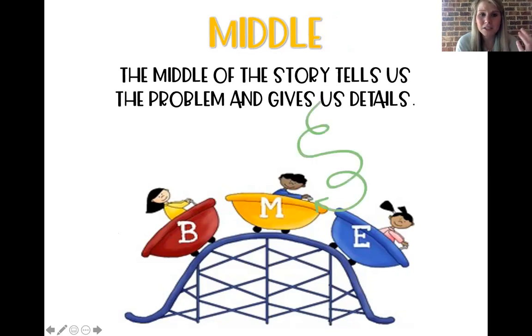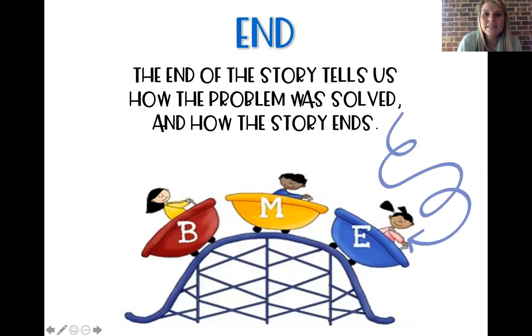In the middle also, the author will tell you the problem, what went wrong, and the details could include steps to solving the problem. So I know I lost my dog. Here's what I'm going to do to try to solve my problem. And at the end, we'll wrap it up. So the middle is really where we get the problem and the details of that problem. And then the end wraps it up, like putting the bow on the Christmas present. It tells us how the problem was solved and how the story ends.